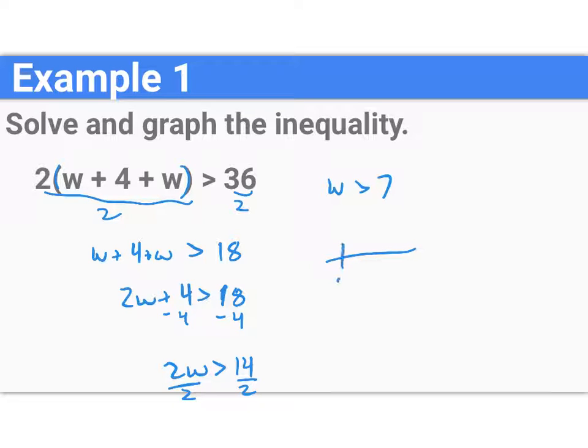So we graph it, put a 0 for reference, a 7, open circle, and every number bigger than 7, not including 7, is in the solution set.